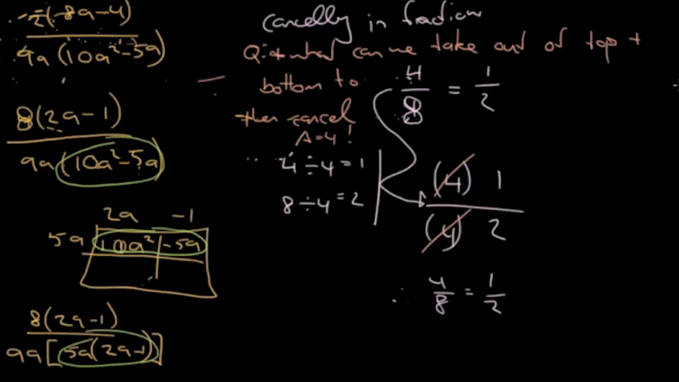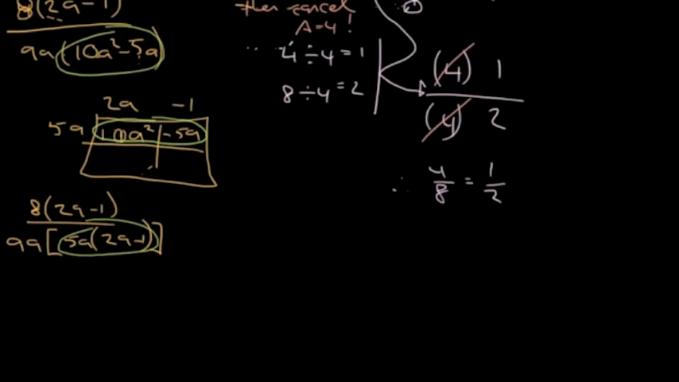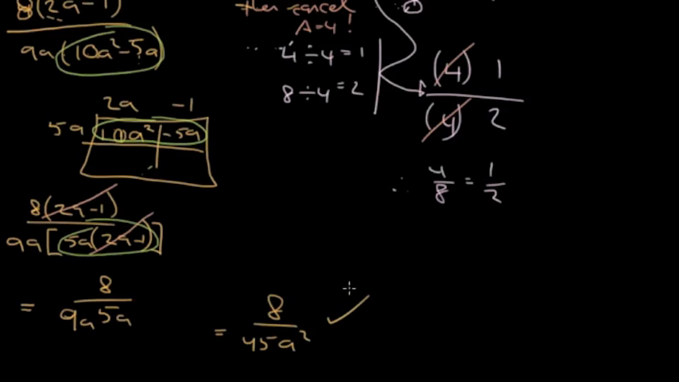And from that point, we can say, oh, get out the cancelling colour again. We've only got multiplications, so we can cancel this term with this term. And we end up with 8 over 9a times 5a equals 8 over 45a squared. So that's our simplified version. So that's what we're doing there.